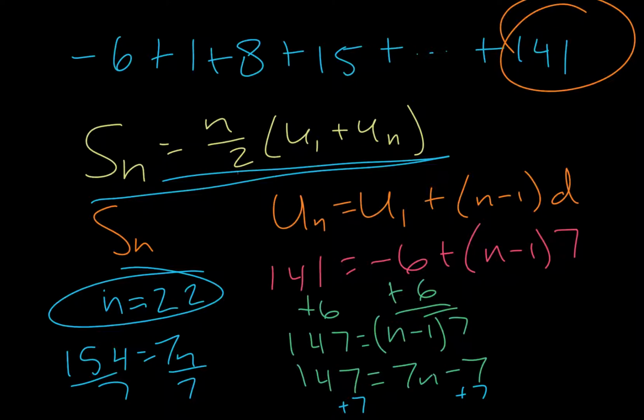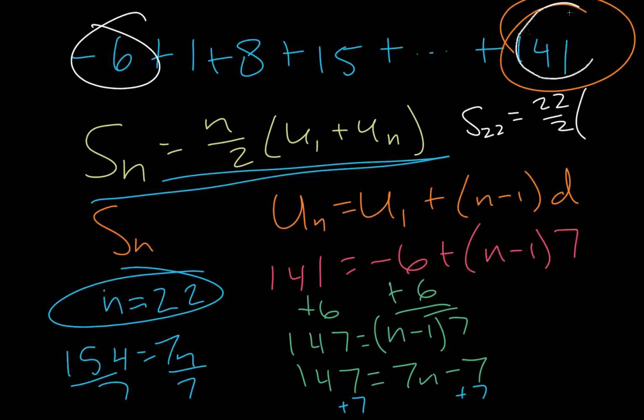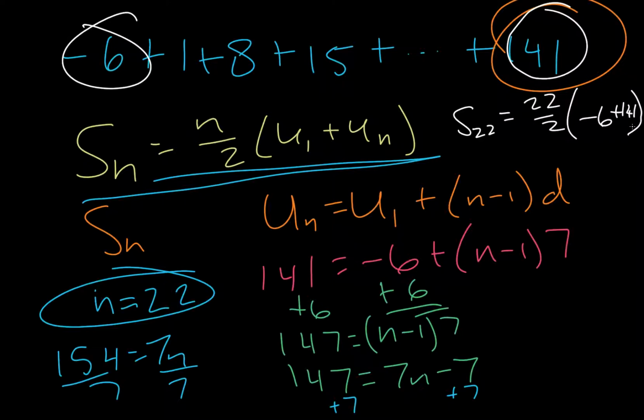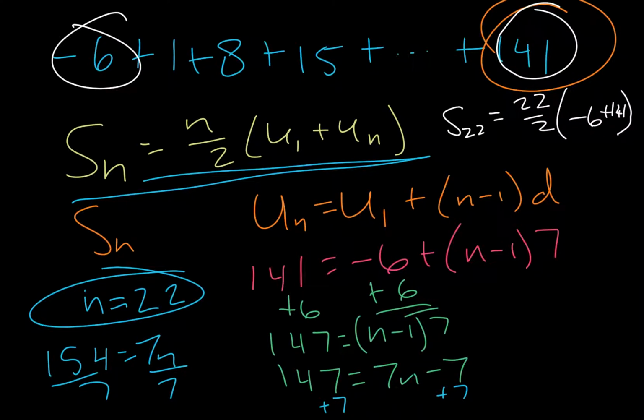So if we fill out that formula, we're looking for the sum to the 22nd term. That equals 22 over 2. And then we times that by the first term added to the last term. Move that over just a little bit. Now we just need to simplify that. 22 cut in half is 11.